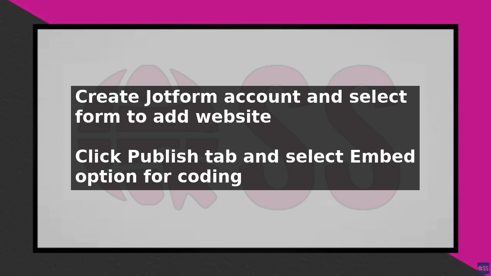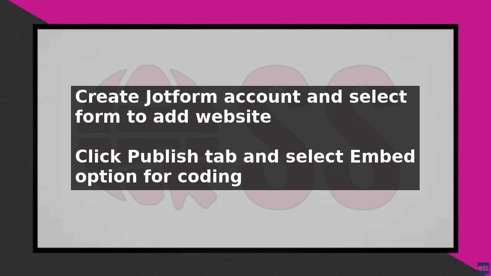After selecting your form, click on the Publish tab and then select the Embed option. You will be given a few different embedding options, including an iframe, JavaScript, and HTML. For most users, the iframe option will be the easiest to use. Copy the iframe code and go back to your GoDaddy website builder.